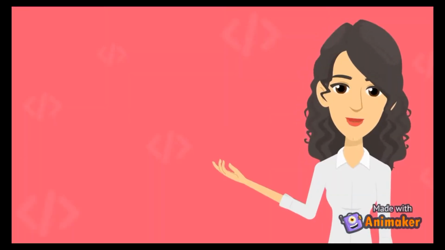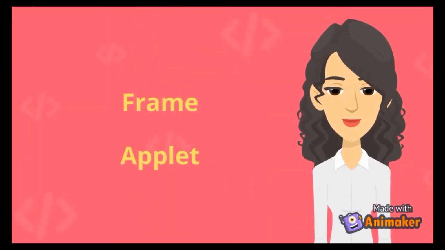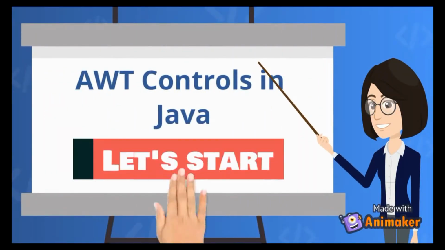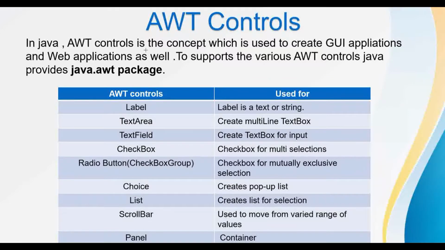In the previous session, we discussed frame and applet, and today we will learn about AWT controls in Java. So let's make a start. Our topic is AWT control. In Java, AWT is used to create GUI as well as web applications. All the AWT controls reside in the java.awt package.